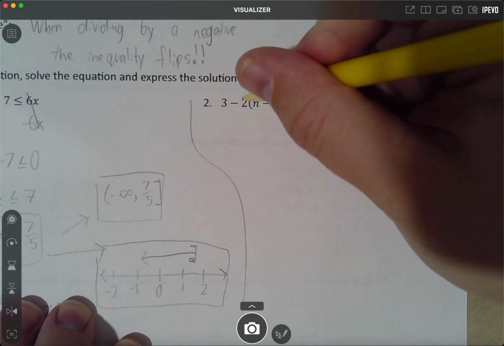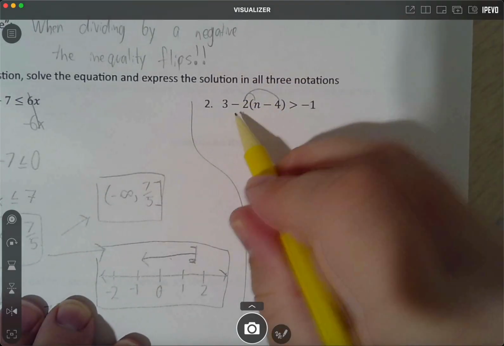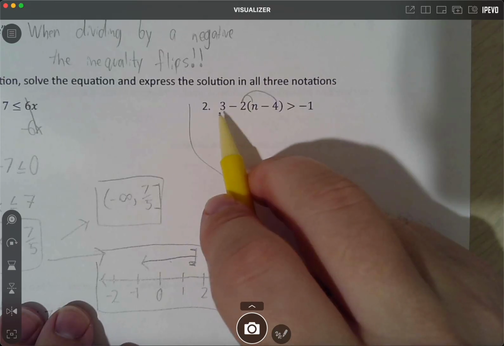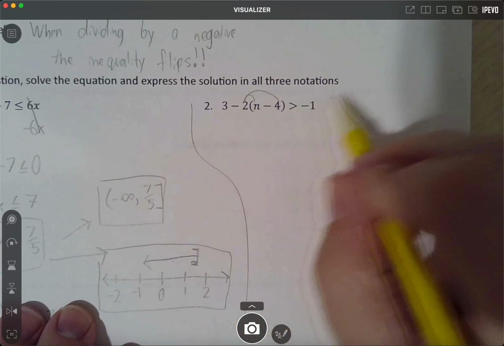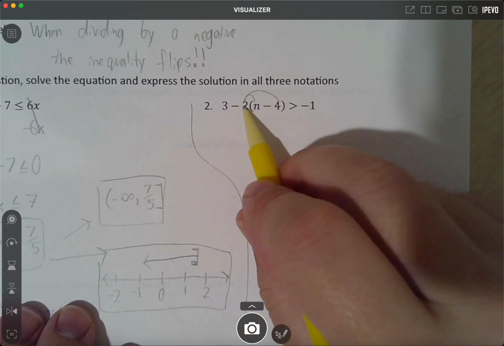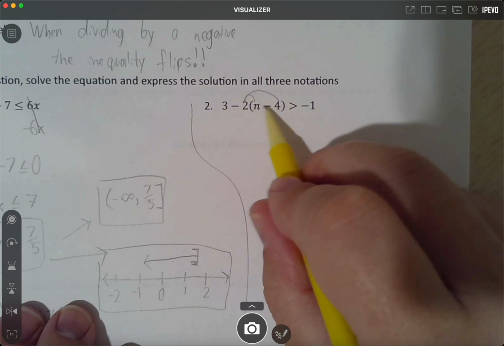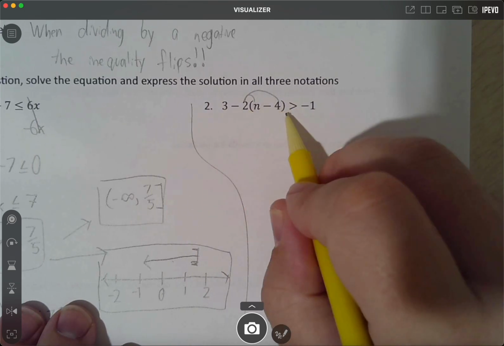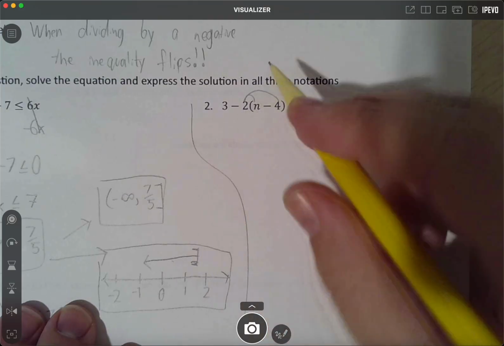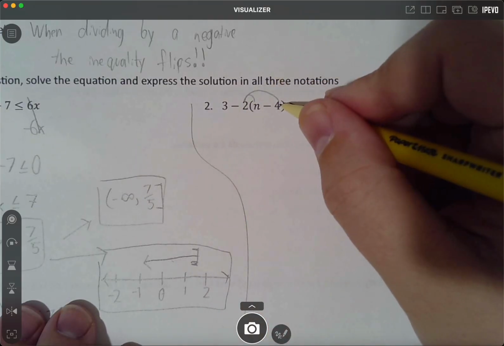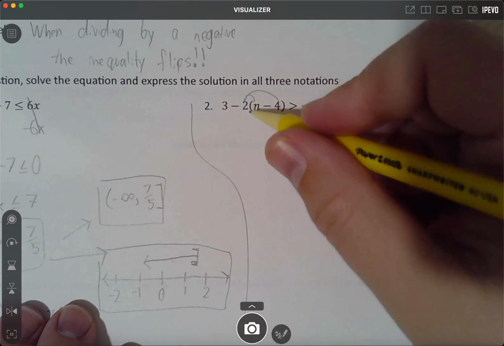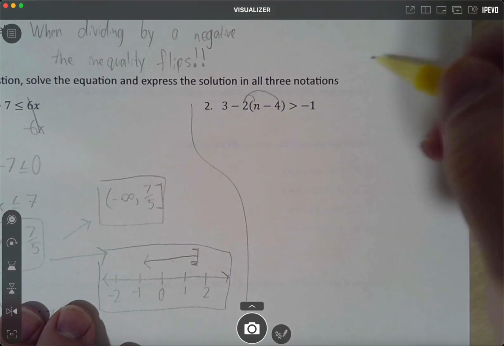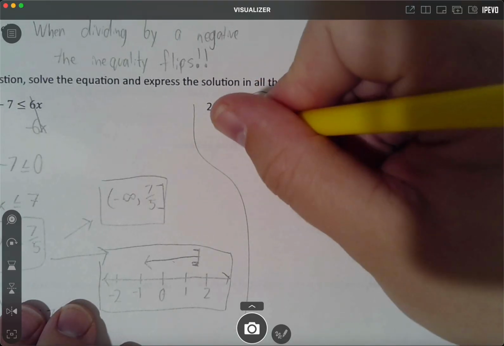The next one, we've got some distributive property. Again, please, oh gosh, this is not 3 minus 2 is 1 and then do the other stuff, because 2 and this parentheses are multiplying. PEMDAS says multiply before you subtract. So this distribution is multiplication. Multiplication, M, happens before S, subtraction, in PEMDAS. So make sure you distribute it first.